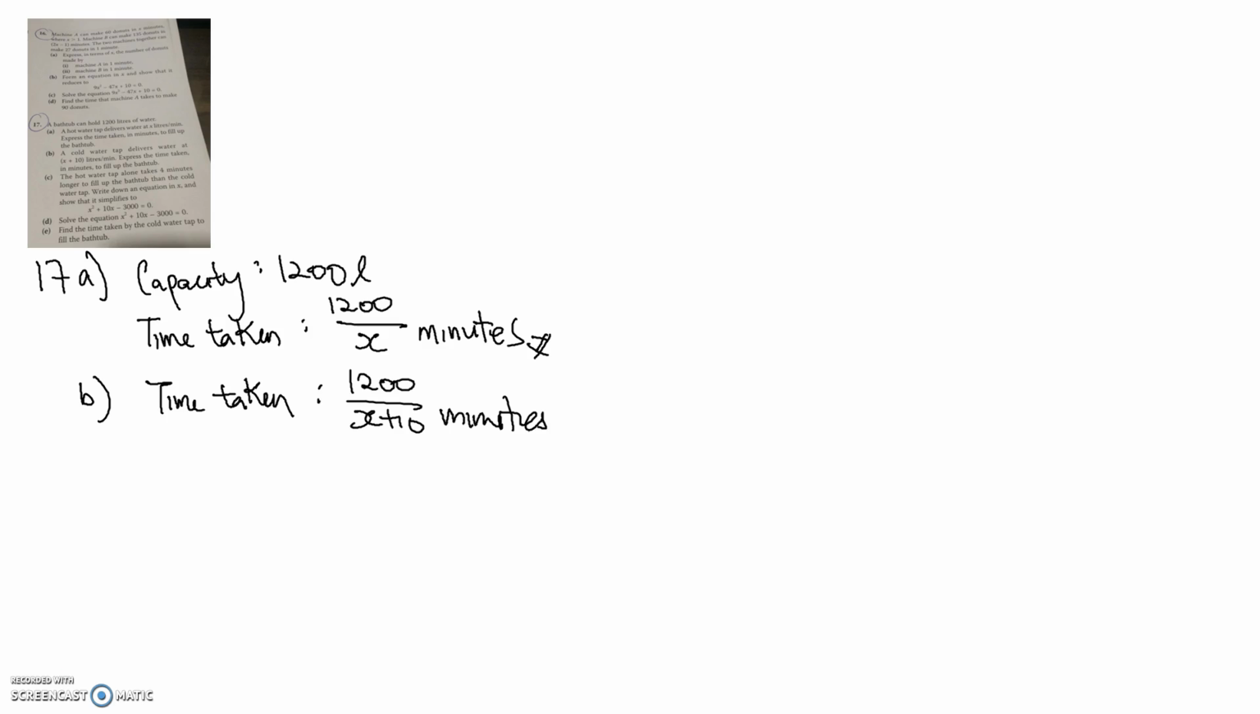Okay, so question C. Now, the hot water tap alone takes 4 minutes longer to fill the bathtub than the cold water tap. Write down an equation in x and show that it simplifies to the following. That means the hot water tap takes 4 minutes longer. So this is the time taken for the hot water tap, and then it takes 4 minutes longer, so you deduct the time taken that the cold water tap needs to fill the bathtub, and it's 4 minutes.